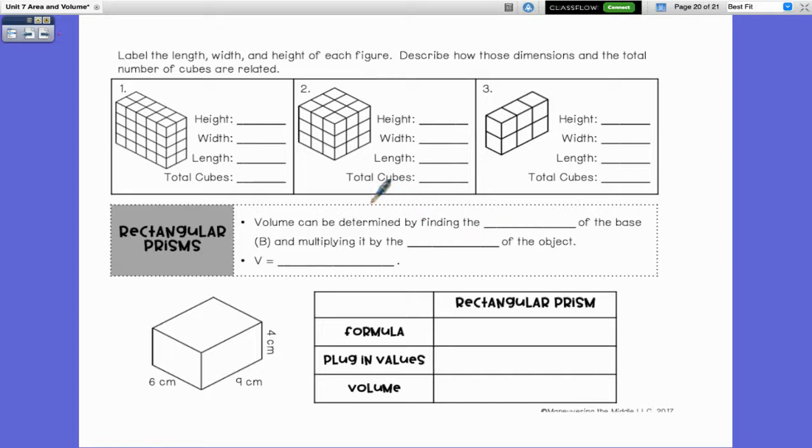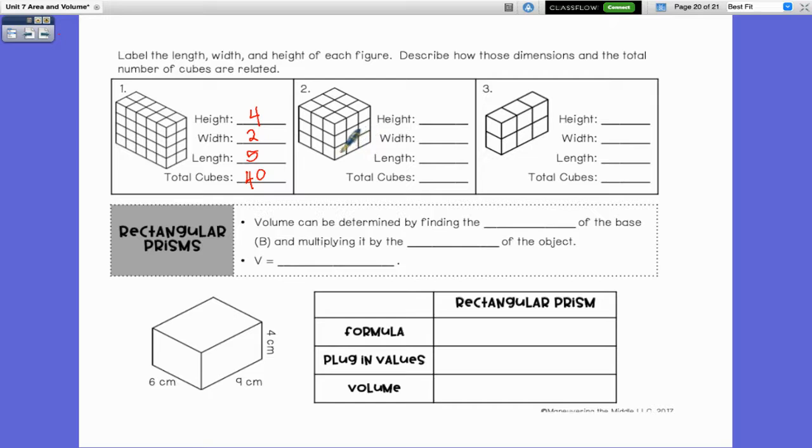Okay, we're going to label our height, width, and length of each figure. So our height, we're going to count up 1, 2, 3, 4. We have a height of 4. We have a width of 1, 2. And we have a length of 1, 2, 3, 4, 5. So my total cubes, you multiply these. 4 times 2 is 8, times 5 is 40. I have a total of 40 cubes.